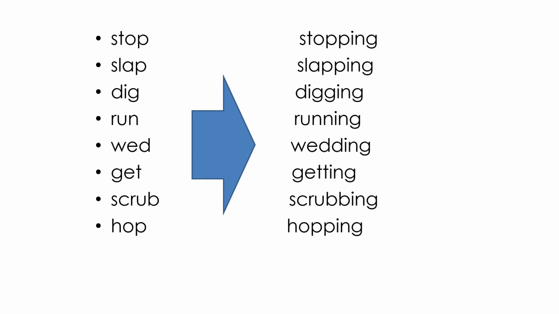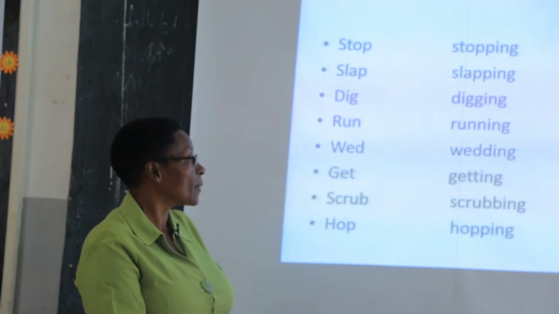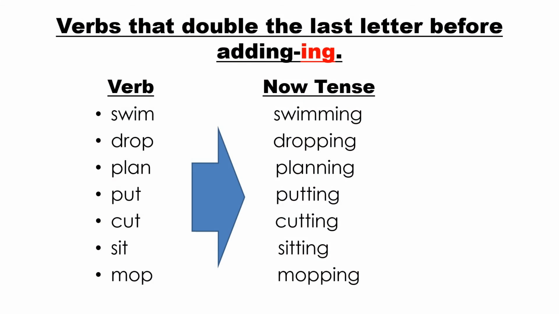Scrub, scrubbing. Hop, hopping. What animal hops? Do you remember in science? Yes, hopping. We double the last letters, okay? Now let's read them together. After reading the verb, we read the now tense and we spell the now tense. Swim. Swimming. Can we spell? Swimming.